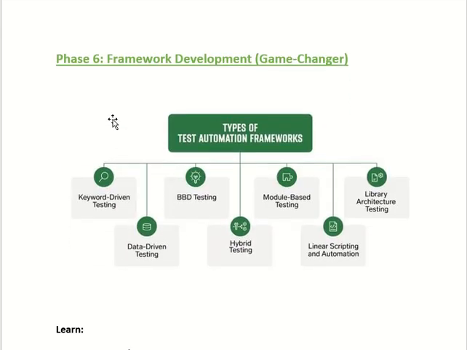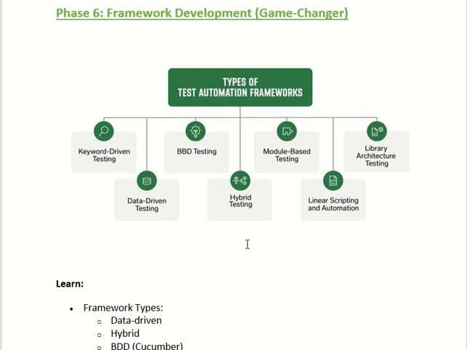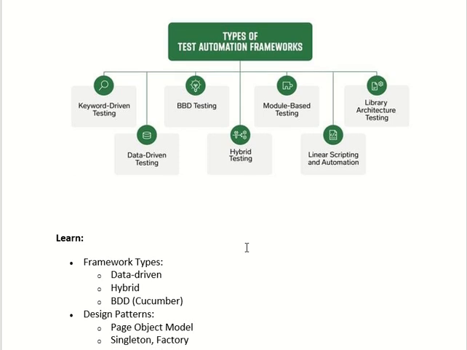Okay, so phase 6 is nothing but framework development. This is where it's a real game changer. There are multiple and different types of automation testing frameworks available in the market, and projects use them based on their criteria.